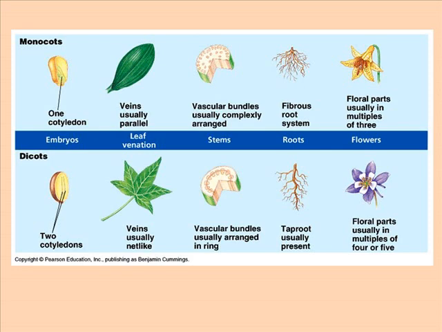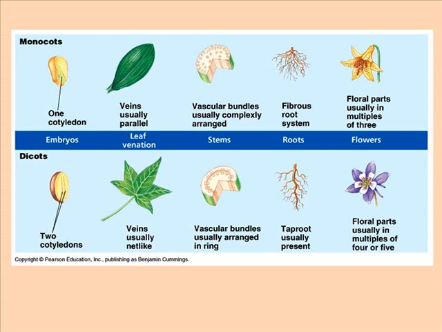Also, if you are able to pick these out of the ground, you will notice that monocots have fibrous root systems, where they have lots of roots that all go out in different directions. And when they go to flower, their flowers will actually be in multiples of 3. So they might have 6 or 9 petals.